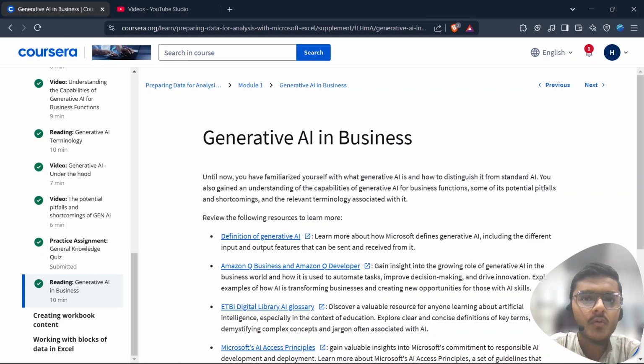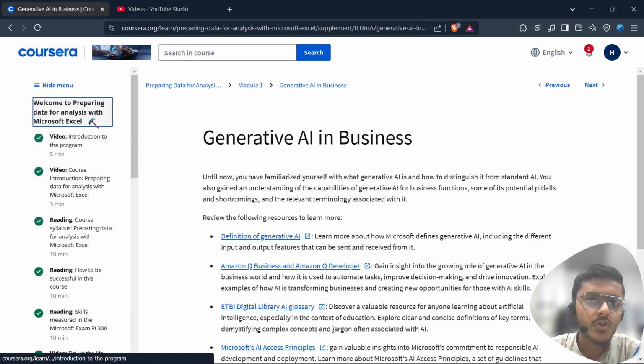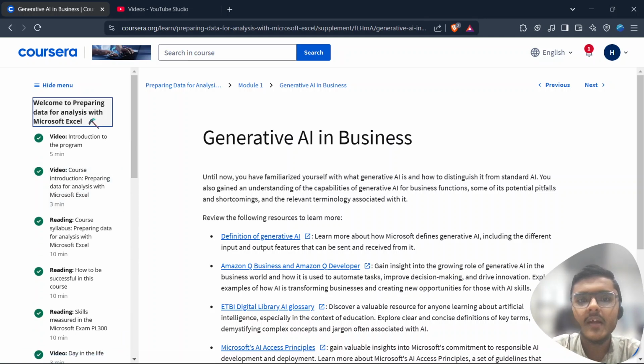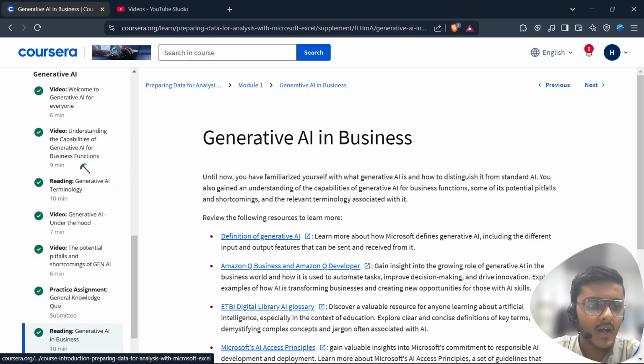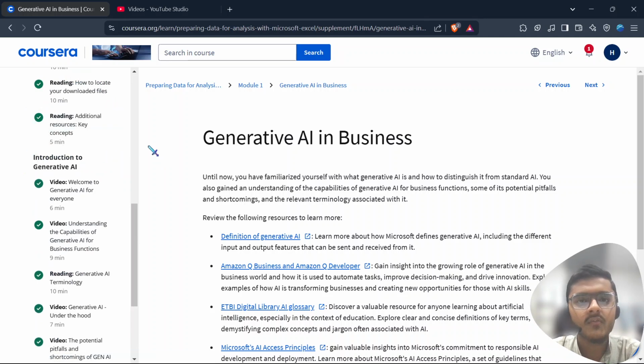So I started the course today at around 10 a.m. and I have covered two major portions of the first module of the first course. Basically, there are eight courses, and the first course has four modules. In the first module, I have covered the first part, Welcome to Preparing Data for Analysis with Microsoft Excel, and the second one, which was Introduction to Generative AI.